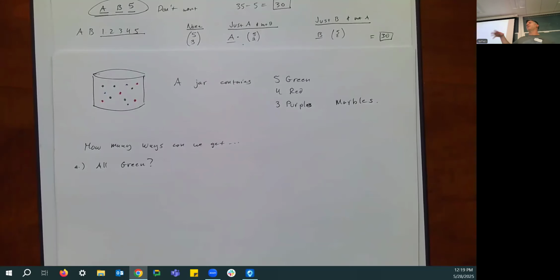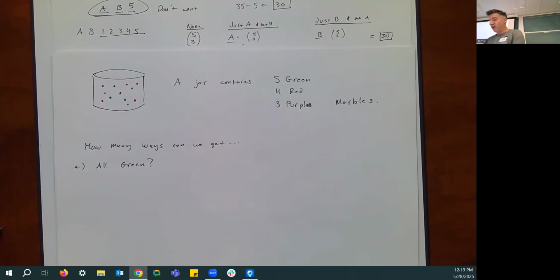But imagine that the 5 green marbles all look different than each other, right? You see marbles, they don't all look exactly the same. So if they're all distinct from each other, even though each one's representing a green one, or you could number them like green 1, 2, 3, 4, 5. If I want all green, well, there's 5 distinct green marbles to choose from.